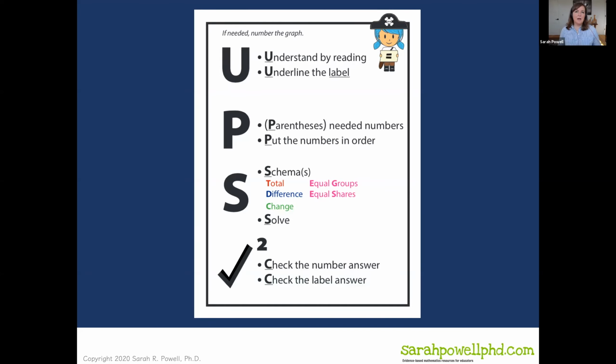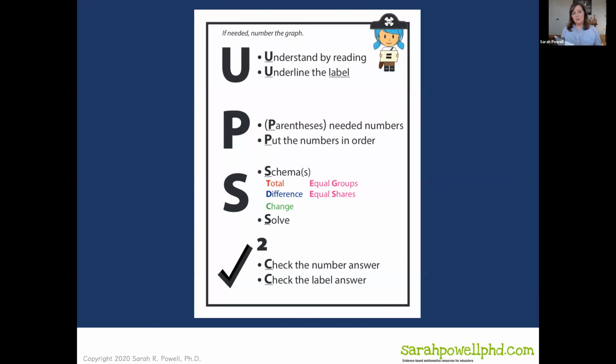We're trying to think about marking the important numbers. So we're doing a thing with parentheses, and then putting the numbers in order: what am I going to do first or second? And then we focus on the schemas, and then we solve it, and then we check our number answer and our label answer, because sometimes I was first focused on the pieces of pizza, but now I need to focus on the number of boxes of pizza. And so what would be an appropriate label answer?